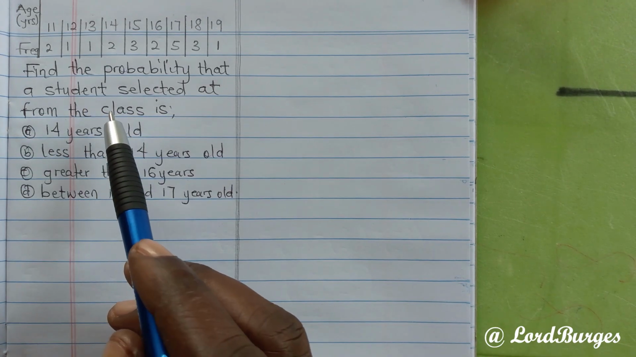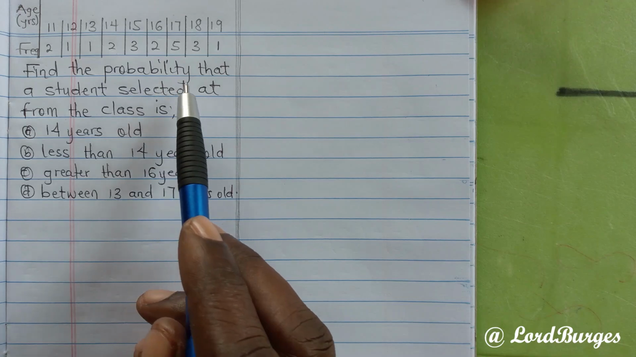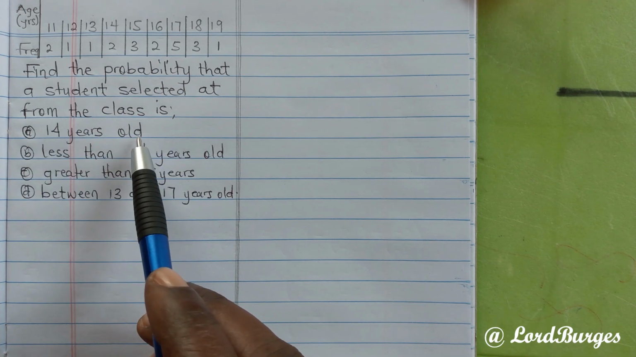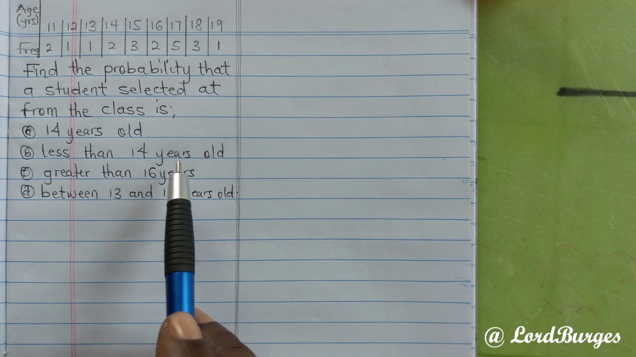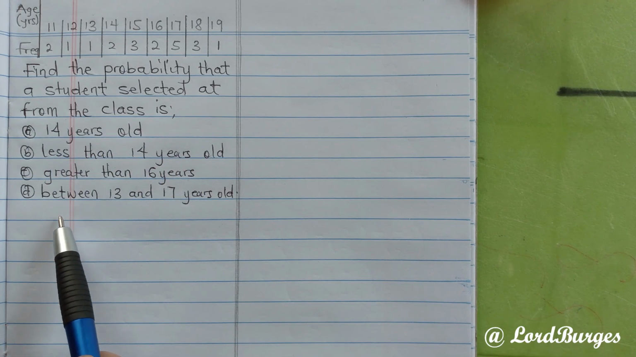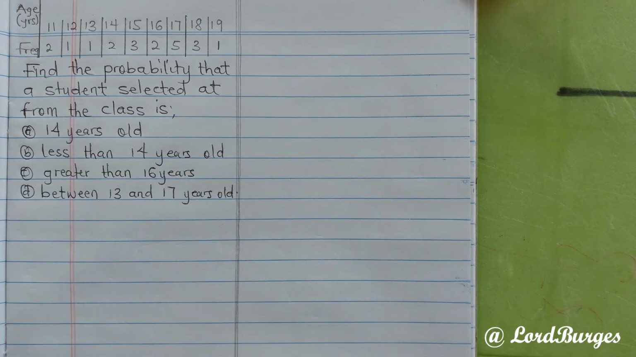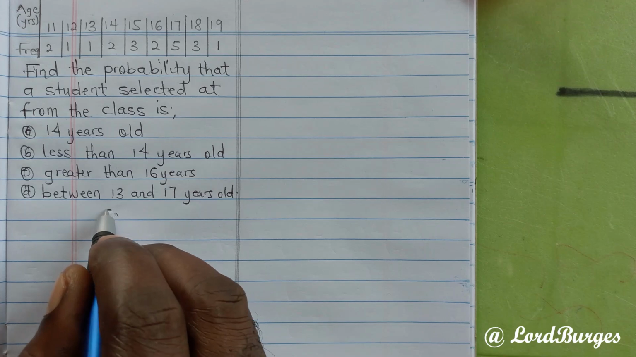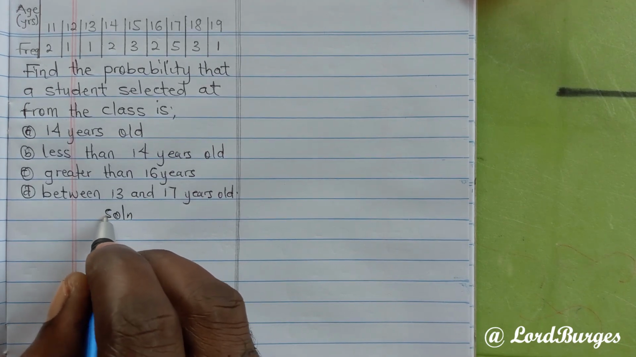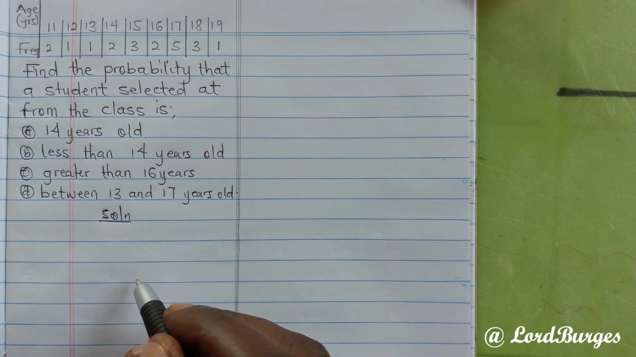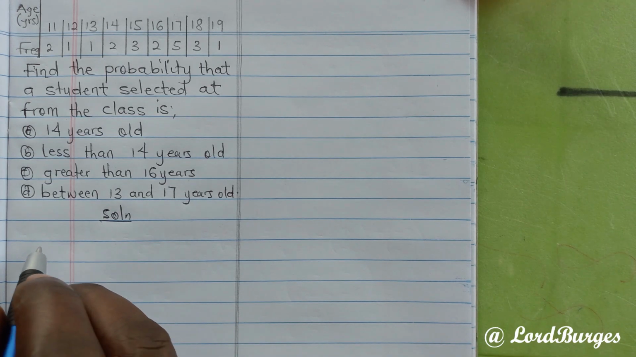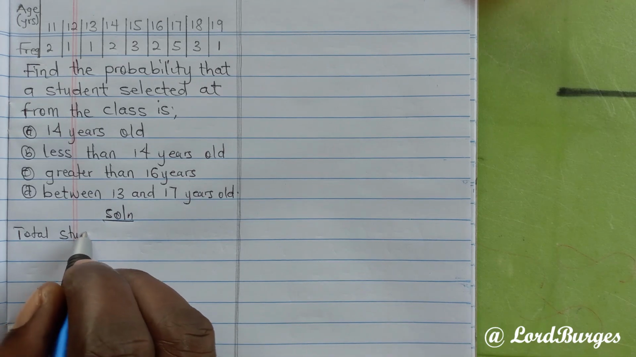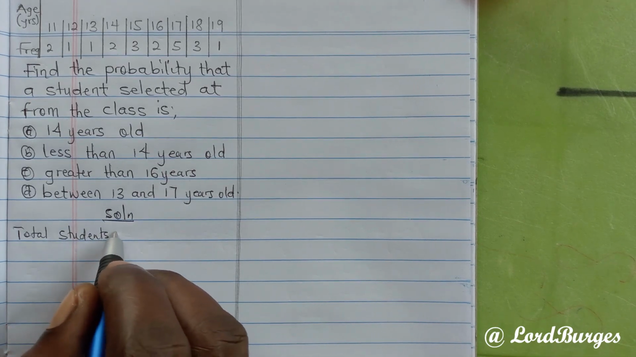From the table, we have to find the probability that a student selected at random from the class is 14 years old, less than 14 years, greater than 16 years, or between 13 and 17 years. So taking our solution, we first need to find the total students in the class. That is the sample space.